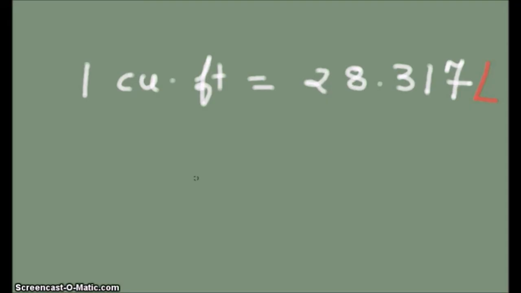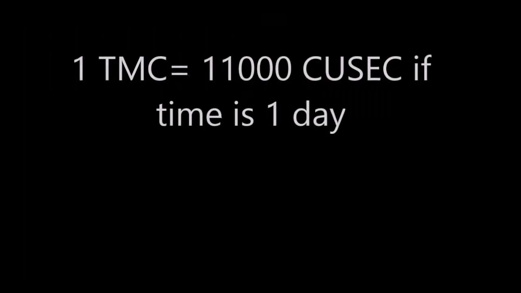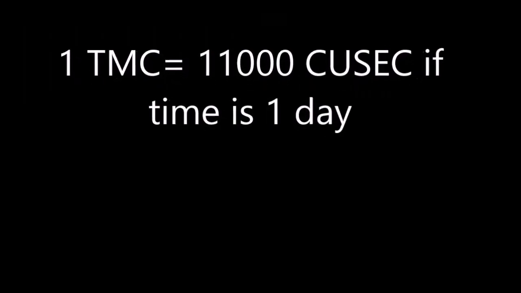What is the correlation between Cusec and liter per second? If we convert cubic feet into liters, that is equal to 28.317 liters. Dividing both sides by second, 1 cubic feet per second is equal to 28.317 liters per second. Therefore, 1 Cusec is equal to 28.317 liters per second. In the same way, 1 TMC will be equal to 11,000 Cusec if the time period is 1 day.